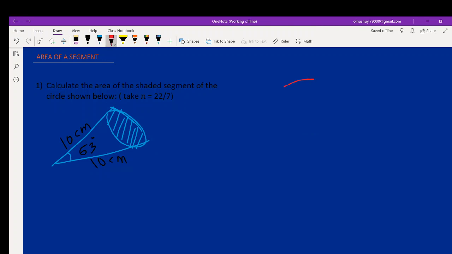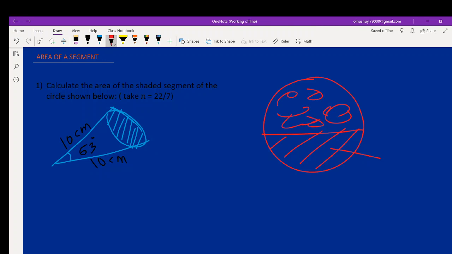If you have a circle and you have this, like I've said before, this is a shaded region, this is a minor segment. And this here, this is a bigger part. It is a major segment, while this is a minor segment. So all in all, they are both segments.